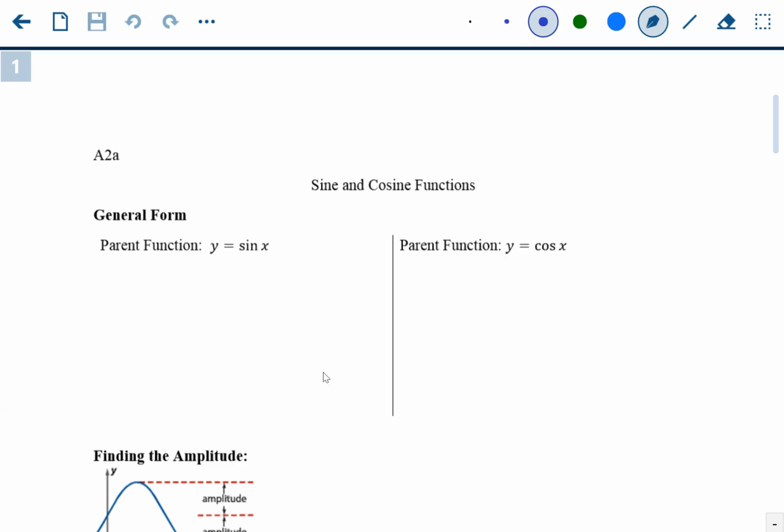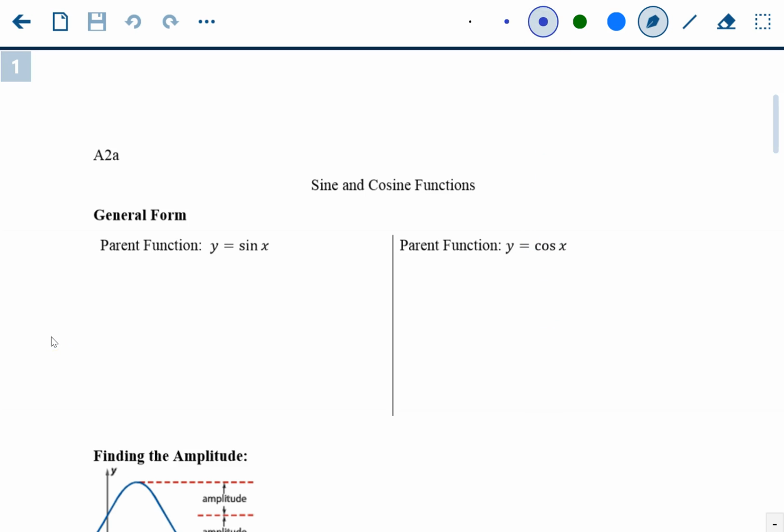Okay, last lesson we looked at graphs of sine and cosine, and we figured out how to find the important parts of it. Those important parts included the amplitude, which is the height of the graph, the period, which is how long it takes to repeat itself, and then the midline, which is kind of just the middle of the graph, which is sometimes above, sometimes below the x-axis. Today we're going to look at how we can change the graph.